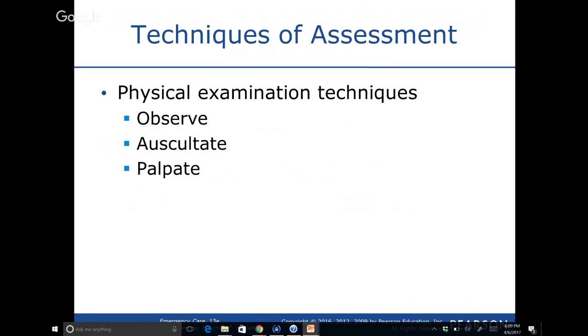Auscultate. You're going to listen. Use your stethoscope and listen to breath sounds. Nurses like listening to bowel sounds. Not something that EMS has really got into. It's a good thing if you know what you're listening for. I think maybe with EMS, we don't do it because we were never really taught what we're even listening for.